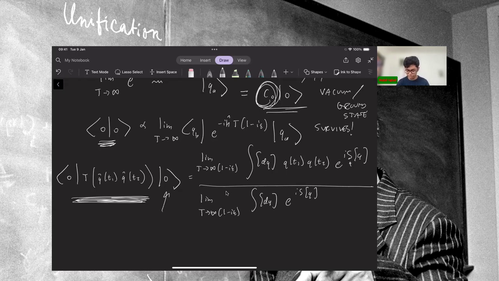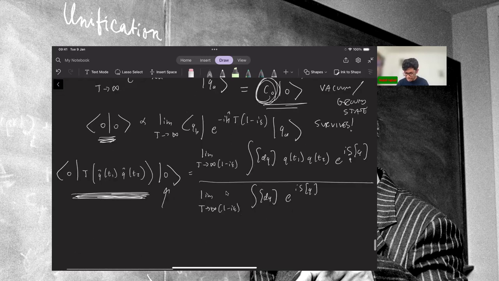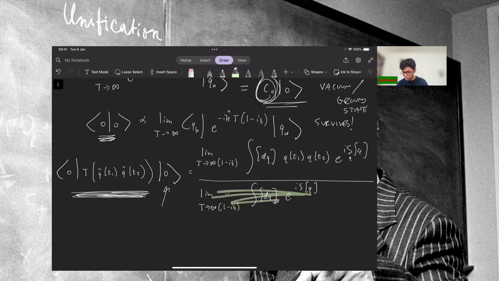Let's just repeat how all the ingredients work. Because I'm doing q hat of t1, q hat of t2, I have q of t1, q of t2 in the numerator. Okay. Because I want to do the vacuum, I have this slight imaginary time here, this little Wick rotation here. Okay. And because I don't really know what this factor C naught is, I divide by something here, which cancels everything except what I want.